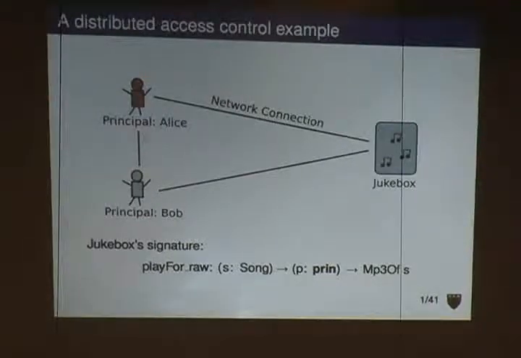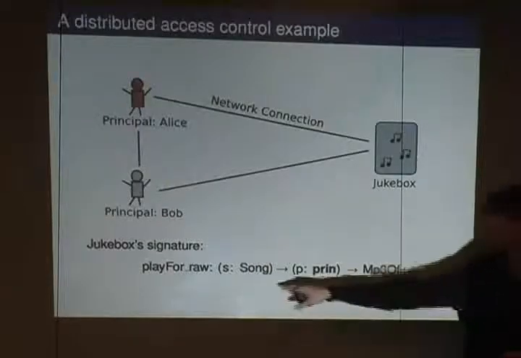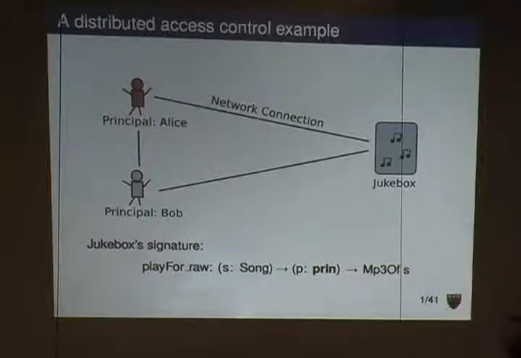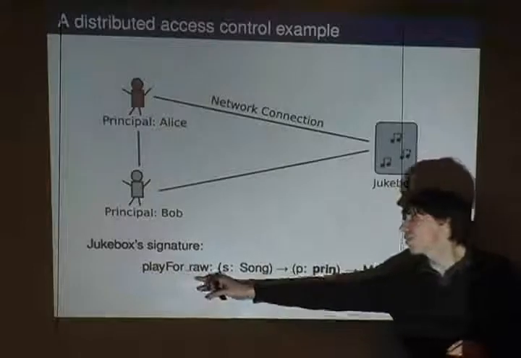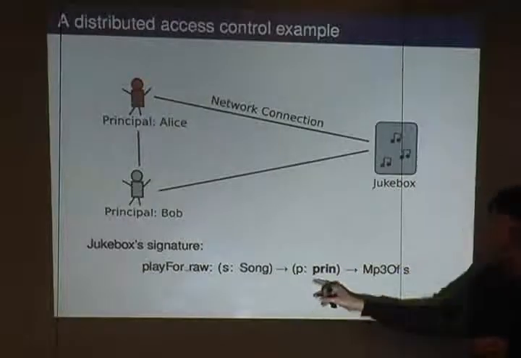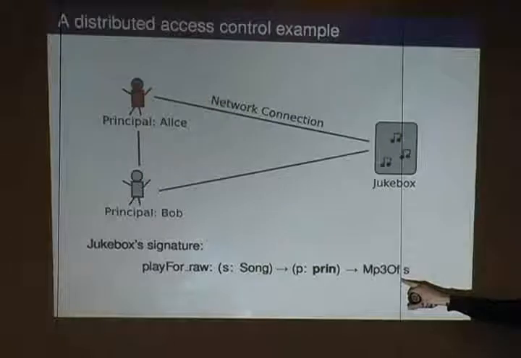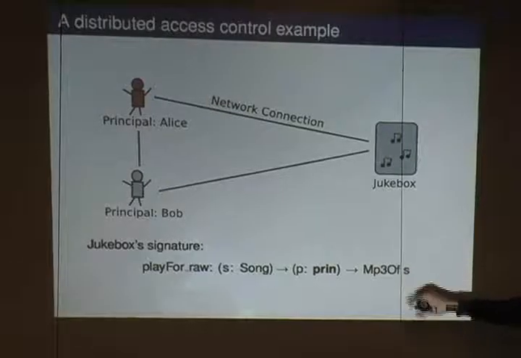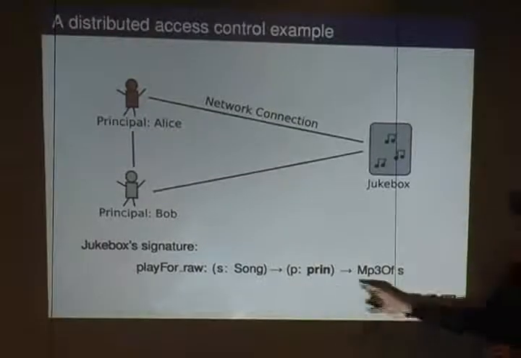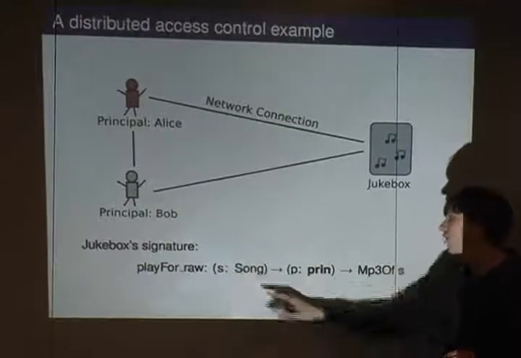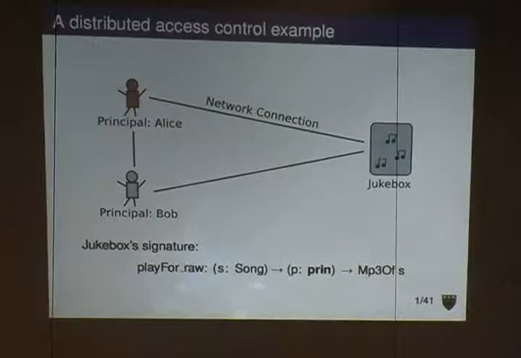Alice and Bob are going to be able to request music from the jukebox using a signature, a remote procedure call that meets this signature. This is programming languages notation for: there's an operation called play for. It takes a song, and it takes a principal, and it's going to return an MP3 that represents that song. Note that here we've connected the return of the function to its arguments because the song S appears in both. So what might happen in such a system?